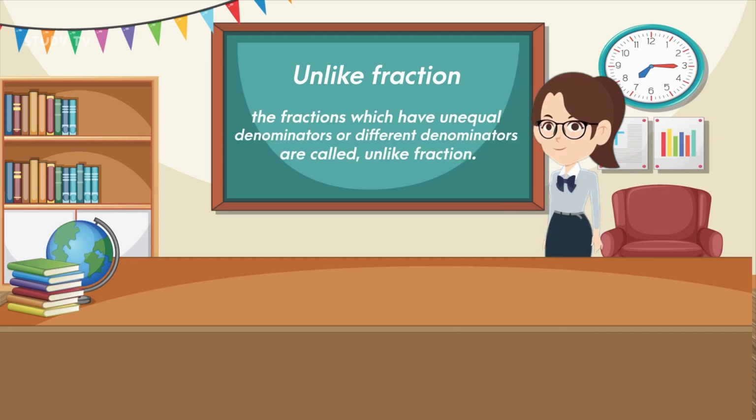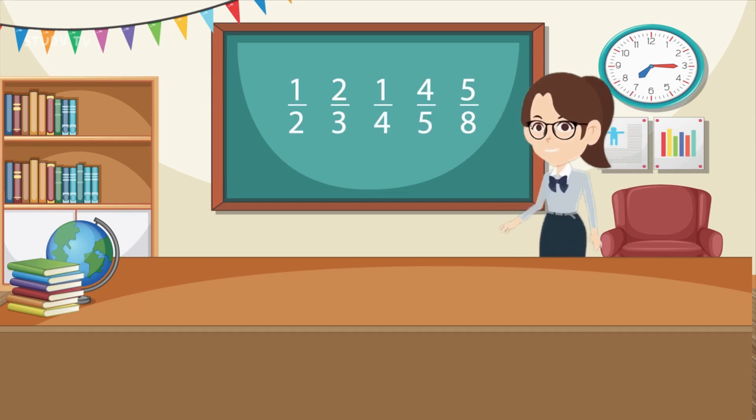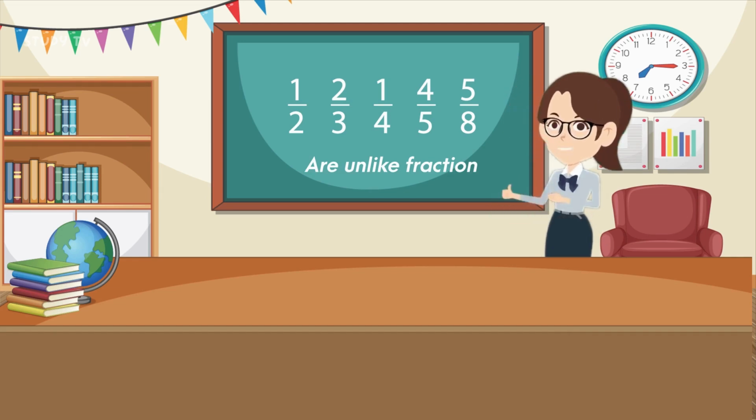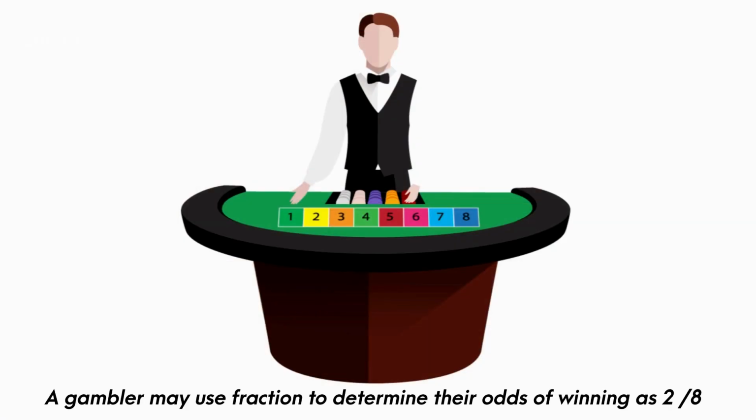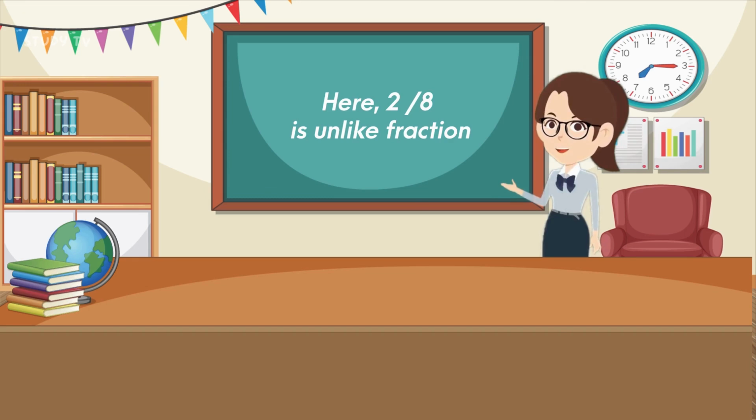Unlike fractions. The fractions which have unequal denominators or different denominators are called unlike fractions. For example, 1/2, 2/3, 1/4, 4/5, 5/8 are unlike fractions. Simplification for such fractions is a lengthy method, since we need to factorize the denominators first and then simplify them. Example: a gambler may use fractions to determine their odds of winning as 2/8. Here, 2/8 is an unlike fraction.